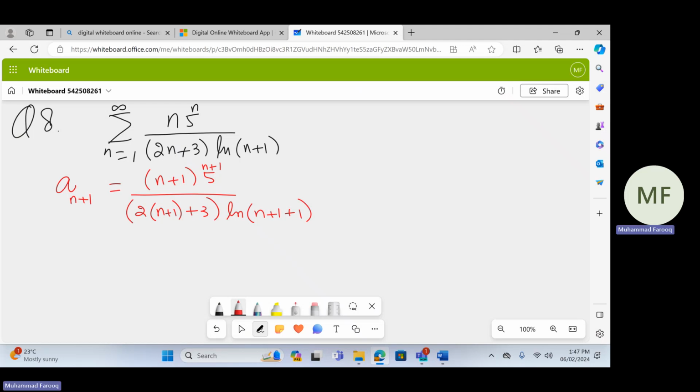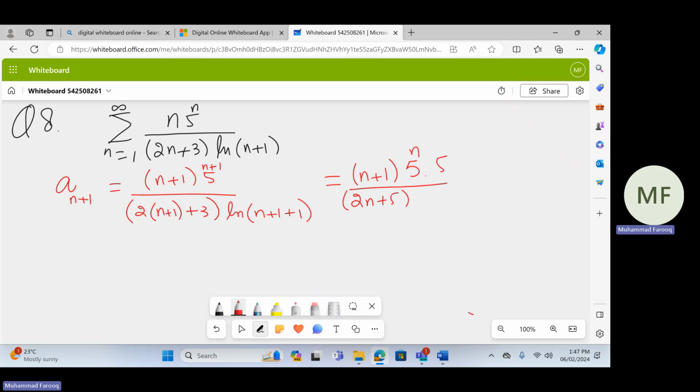Before you go for the calculation formula, just simplify it one more time, please. You can write n plus 1, 5 power n plus 1, which is 5 times 5 power n. Divide by 2n plus 2 and plus 3, so 2n plus 5. Yes or no? Yes. Because 2n plus 2 and then plus 3 becomes 2n plus 5. Understand how to get 2n plus 5?